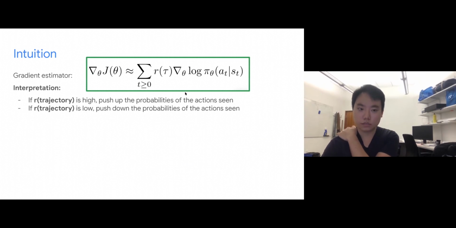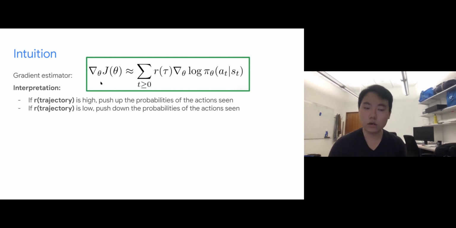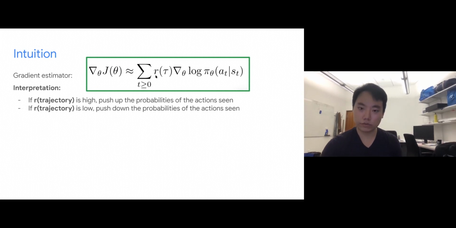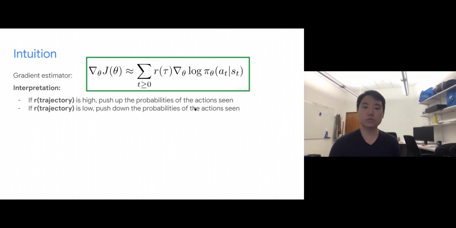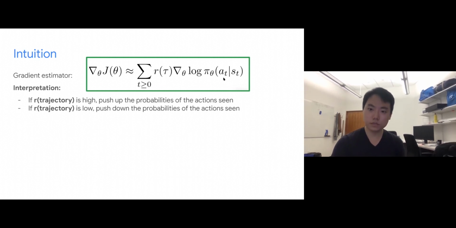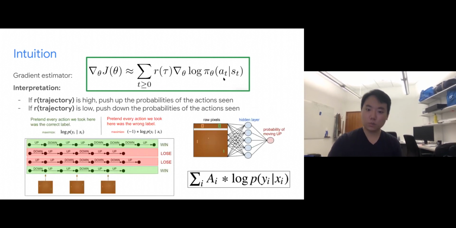So what is the interpretation of this gradient estimator? It's very similar to the Pong method that we looked at just now. If the reward of a trajectory, R of tau, is high and positive, I'm going to push up the probabilities of all the actions seen that allowed me to obtain this trajectory. I'm going to increase the log probabilities of all the actions under this trajectory. Conversely, if the reward of my trajectory is low, so if this is high and negative, then I'm going to push down the log probabilities of all the actions seen under this trajectory.